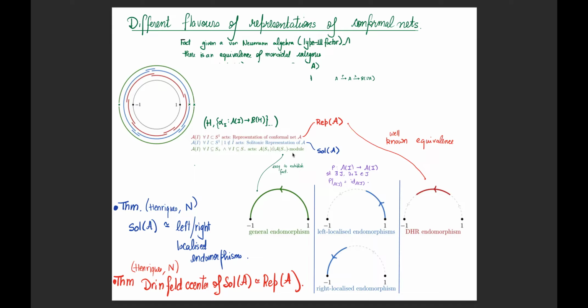DHR endomorphisms are endomorphisms of an algebra that are trivial at, so suppose I have an algebra associated to this interval, and I take an endomorphism of the algebra that is the identity in a neighborhood of both endpoints of this interval. These DHR endomorphisms were already discovered in the 70s and 80s, and representation categories of conformal nets are known to be equivalent to DHR endomorphisms.